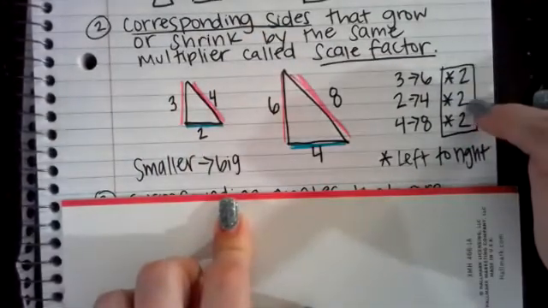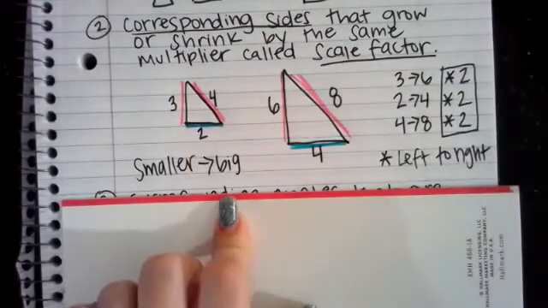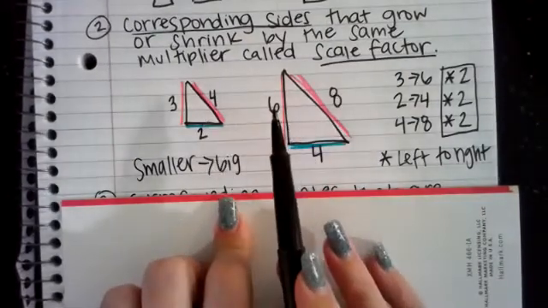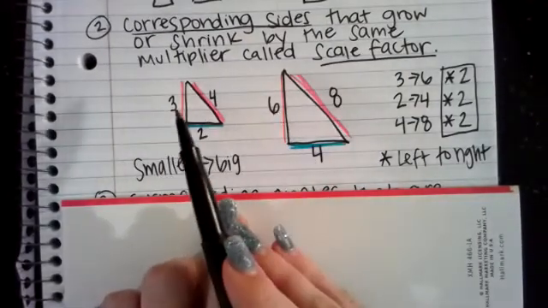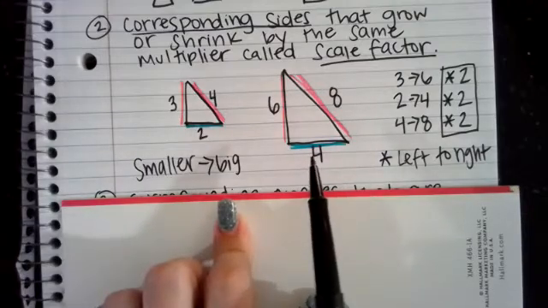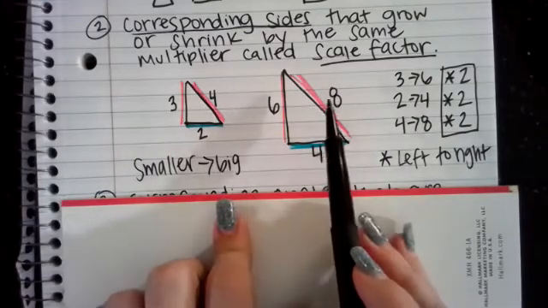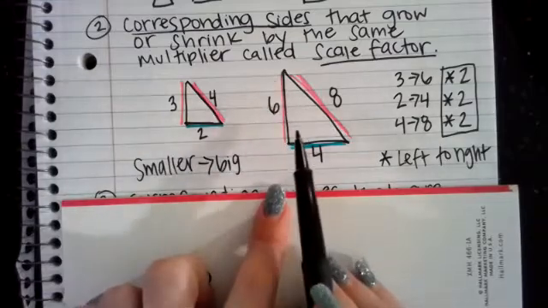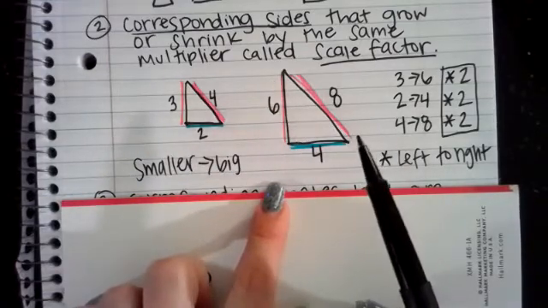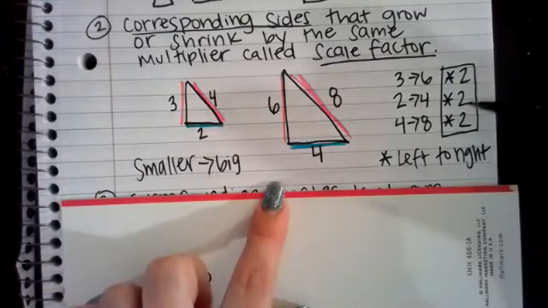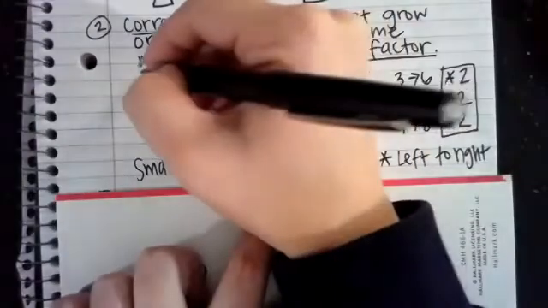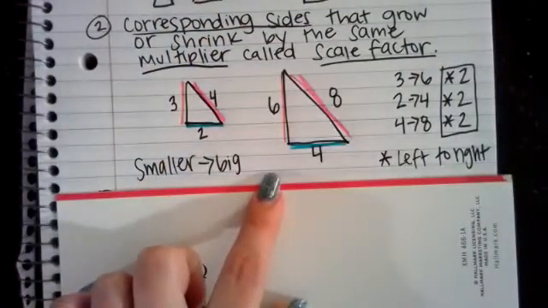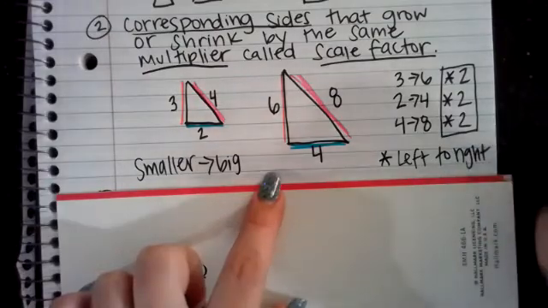So when we're multiplying, our scale factor is going to be a number greater than 1. However, if we looked at it the other way, 6 times 1/2 is what gets us 3. 4 times 1/2 is what gets us 2. 8 times 1/2 is what gets us 4. So if it was the other way around, the scale factor would be 1/2. It's always what you're multiplying by. Multiplier is kind of a key word. In the next video, you'll see an example of a scale factor that is a fraction.